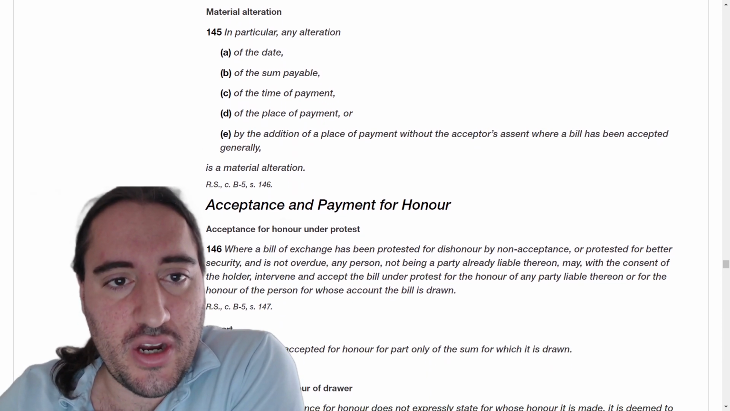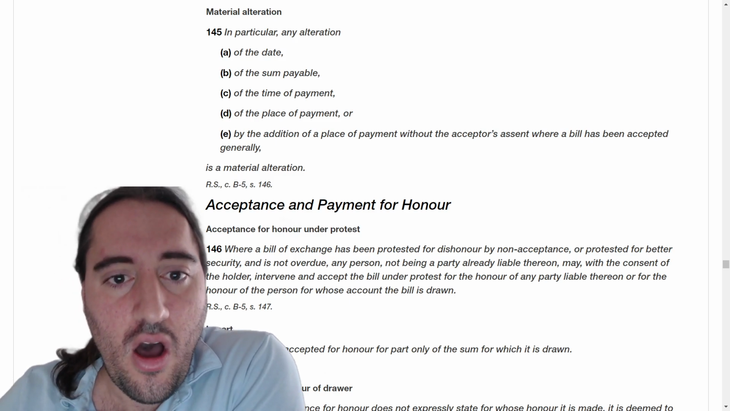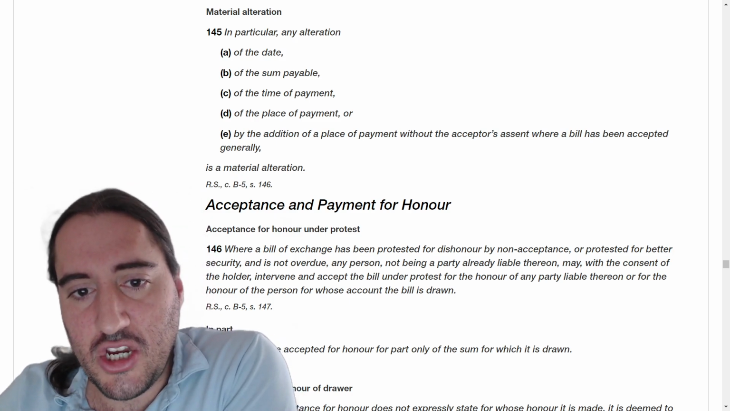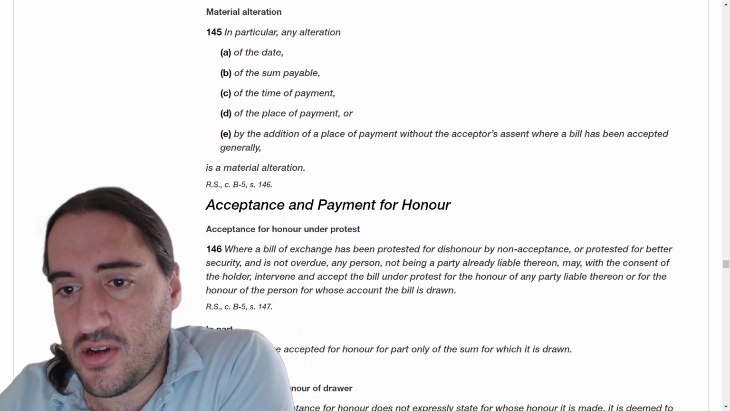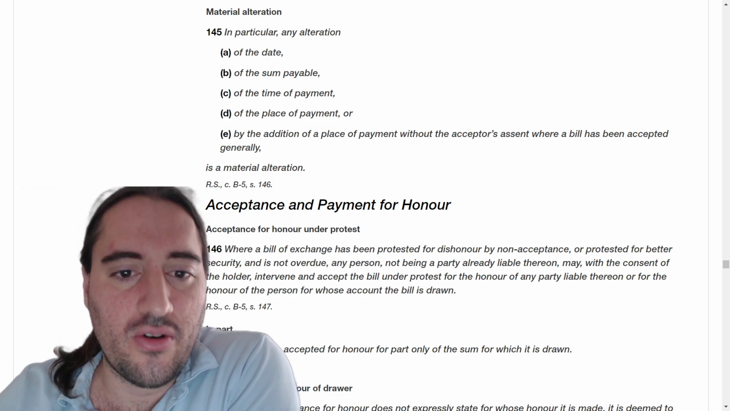Material alteration. In particular, any alteration of the date, of the sum payable, of the time of payment, of the place of payment, or by the addition of a place of payment without the acceptor's assent where a bill has been accepted generally, is a material alteration.